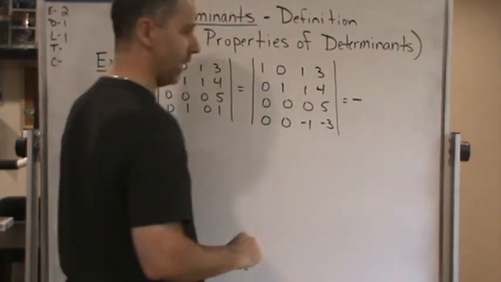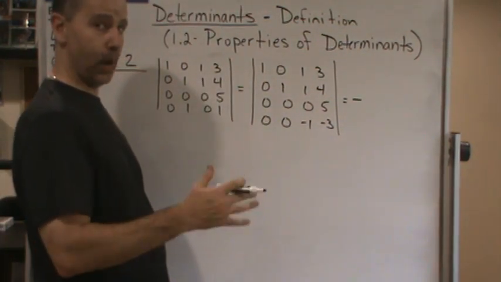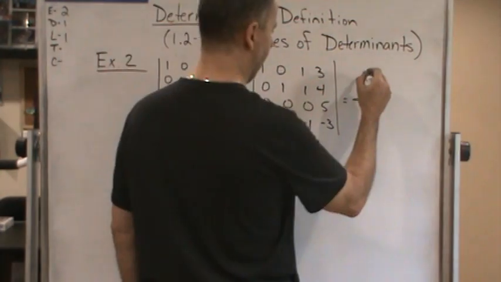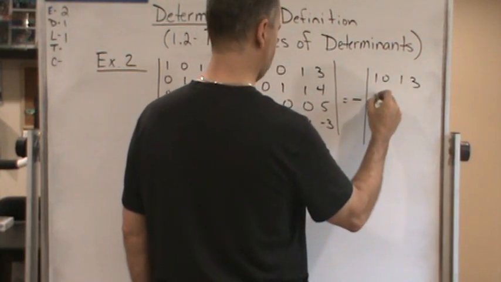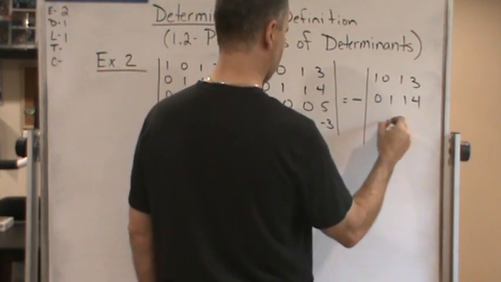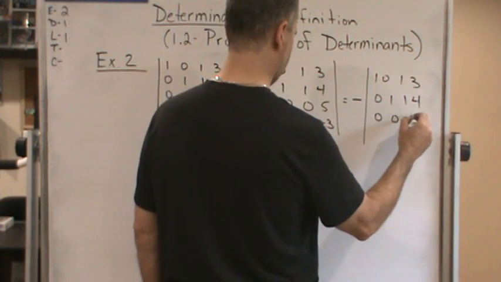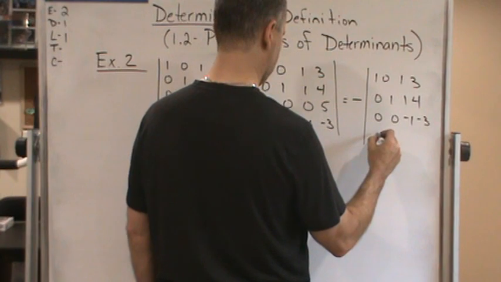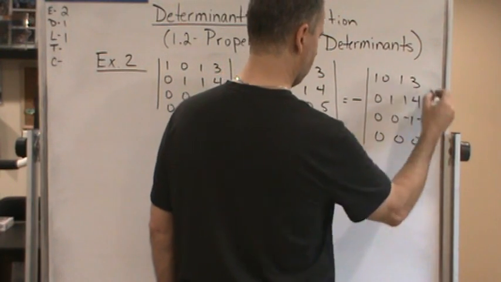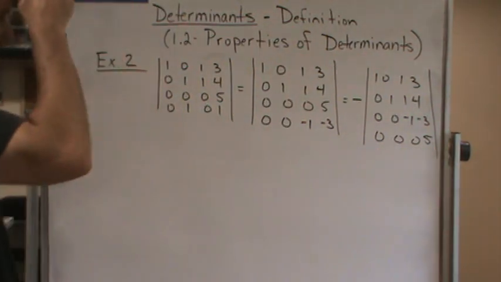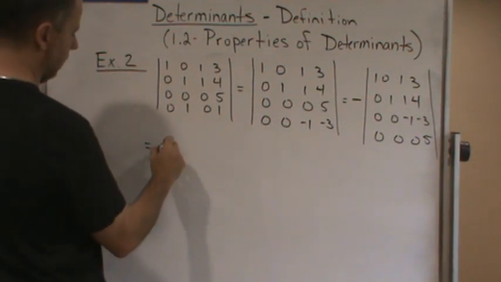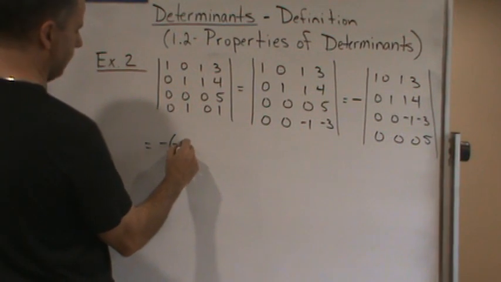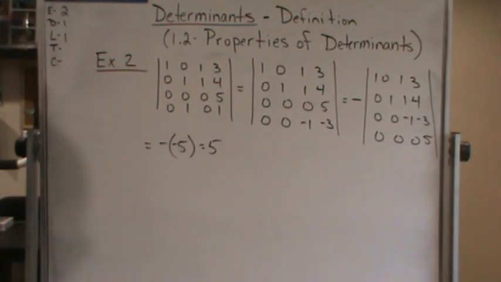Now I'm going to pull out a negative sign because I'm swapping rows. Remember, every time you swap rows, it changes the sign. So now it's going to be negative of the determinant of this. And so now, if I look at the diagonal, the determinant is going to be equal to negative of negative 5, which is just 5.